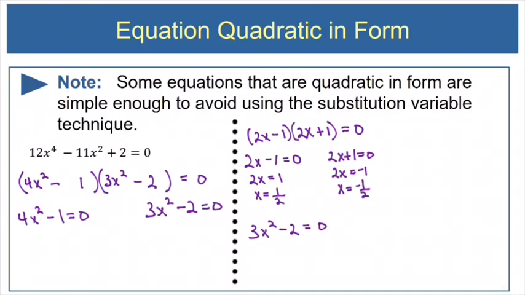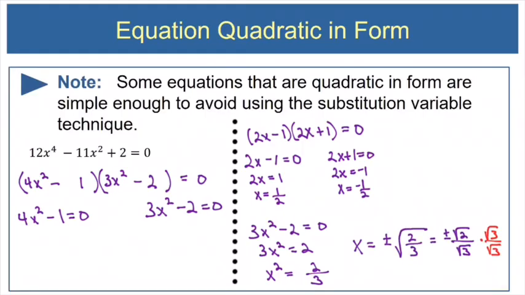So we're going to have 3x squared equals 2, and then isolate the variable, so divide both sides by 3, and now unsquare the variable, and we'll have x equals plus or minus square root of 2/3, which we would have to rationalize like we did on the last slide. And so we end up with the same four solutions, but we just came at it without using the u substitution at all.